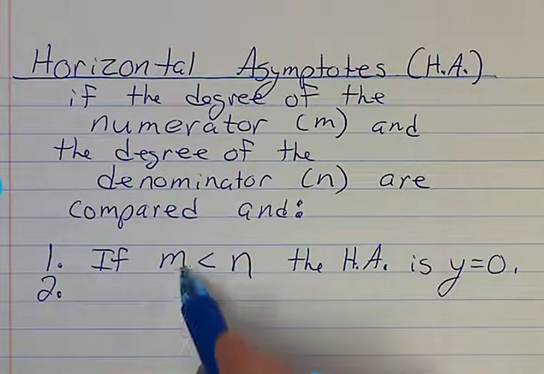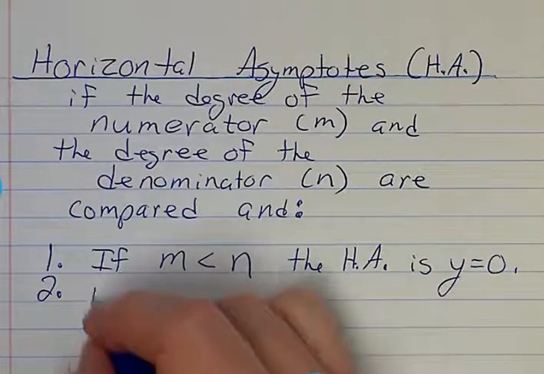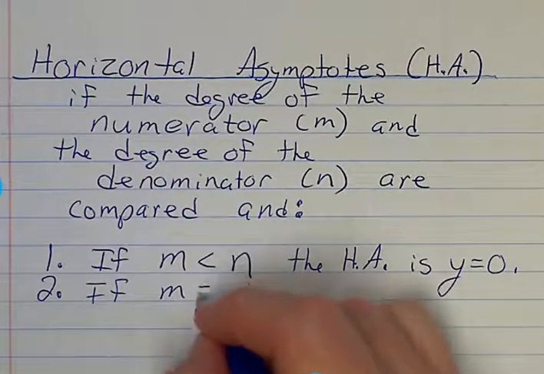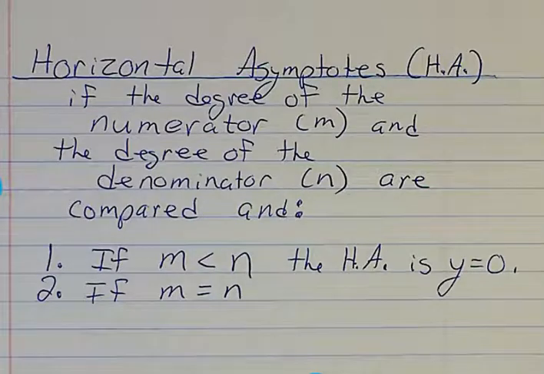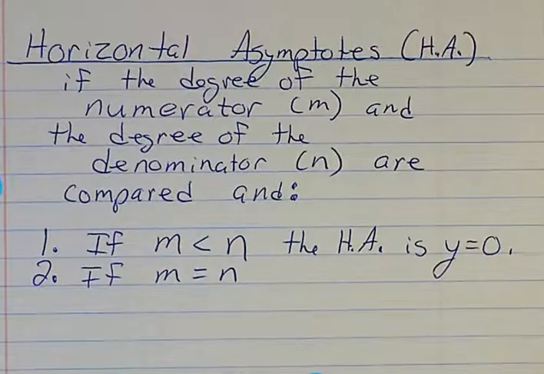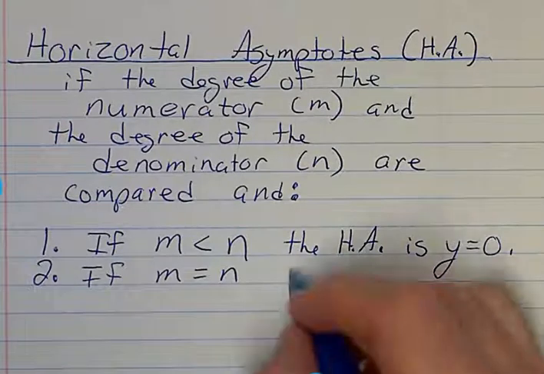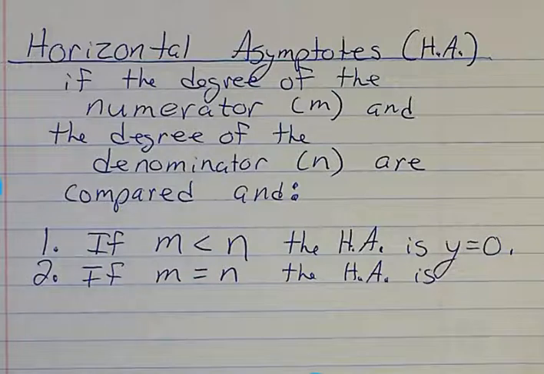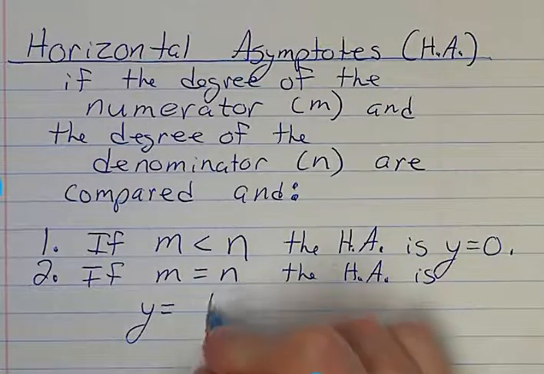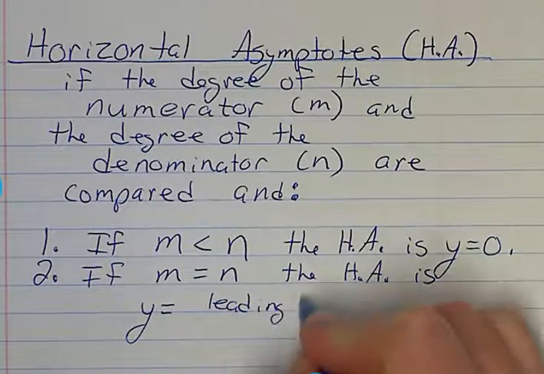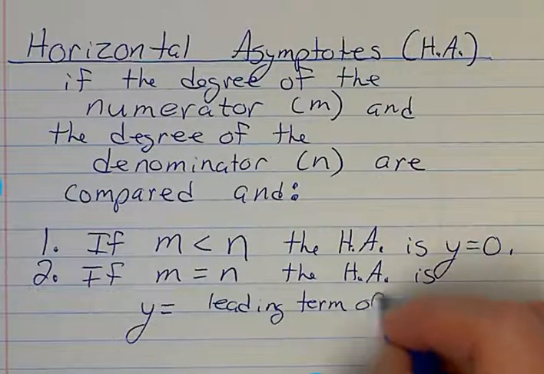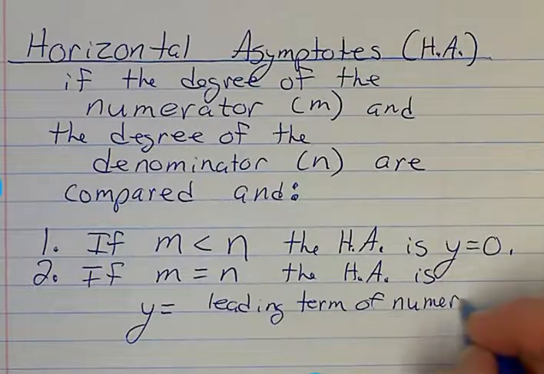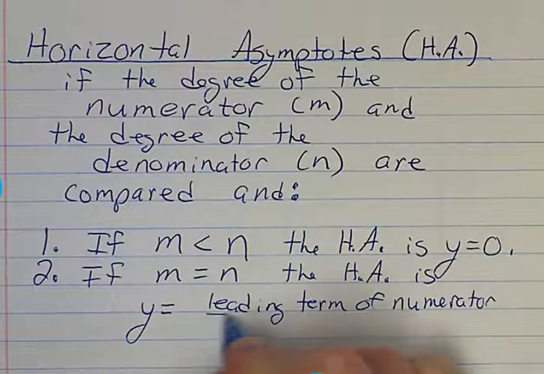Okay, so the numerator can be less than, but those two things could also be equal, right? If the numerator degree is the same as the denominator degree, the horizontal asymptote is going to be a little bit more work on this one. Y equals the leading term of the numerator over the leading term of the denominator.